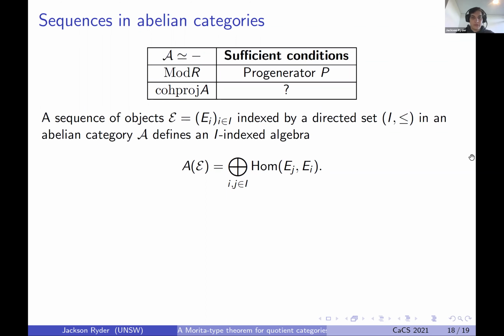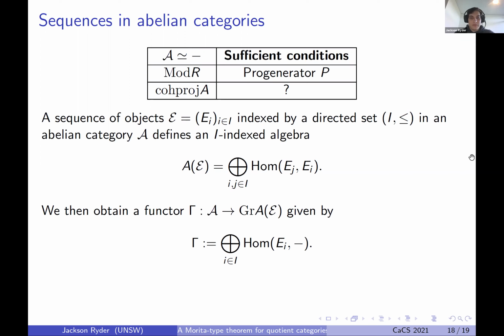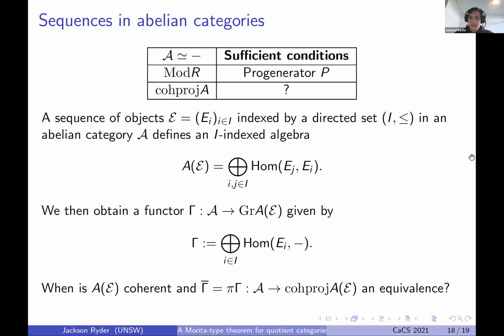We call it A dependent on the sequence E, and it's just given by the sum of the morphisms between the objects in the sequence. And again, with this sequence, we get a functor gamma from A to the category of graded modules over this algebra, given by the direct sum of these Hom functors. Now what we want to know is, firstly, when is this algebra coherent? And then if it's coherent, we make this gamma bar functor by composing gamma with the quotient functor. So now we have a functor from A to the coproj category of some algebra, and we want to know when this is an equivalence.